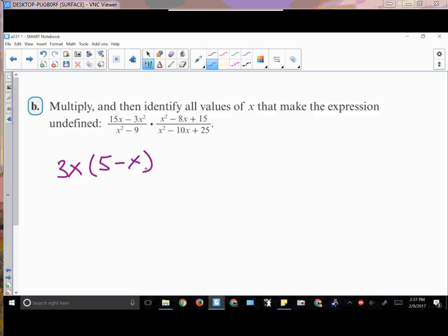Okay, now just bear with me on this because you'll see the reason why I'm doing this in a little bit. Now, denominator. Down here, I've got x squared minus 9. That's difference of two squares. So that's going to factor out as x minus 3 and x plus 3. Now, up here, I have got x squared minus 8x plus 5.